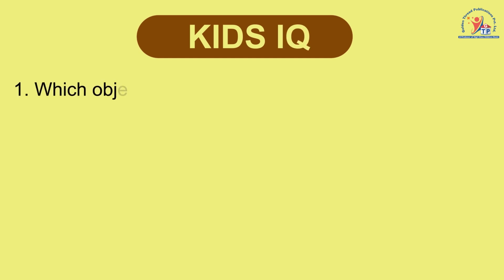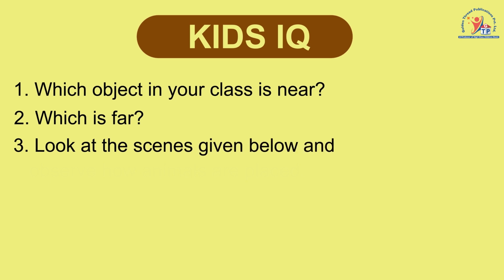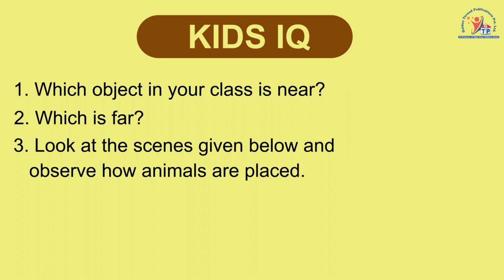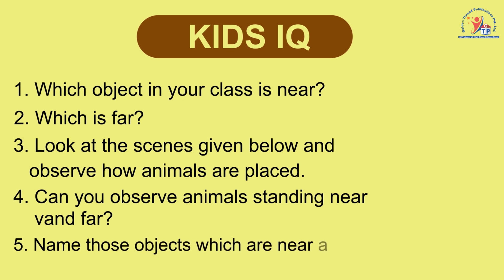1. Which object in your class is near? 2. Which is far? 3. Look at the scenes given below and observe how animals are placed. 4. Can you observe animals standing near and far? 5. Name those objects which are near and far to you.